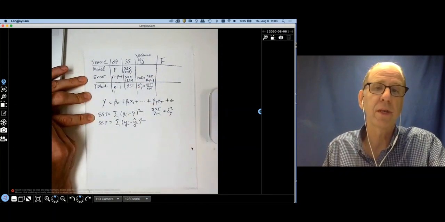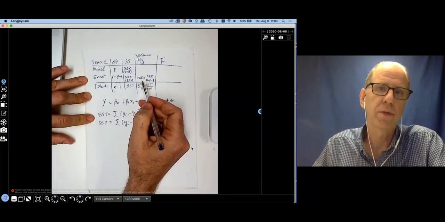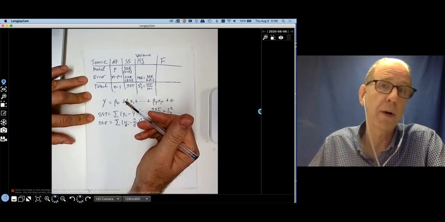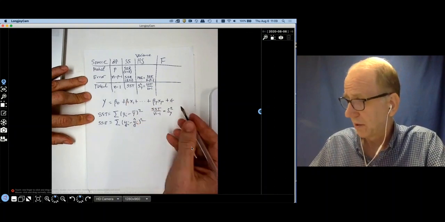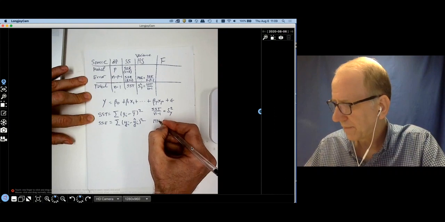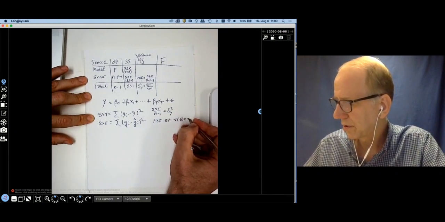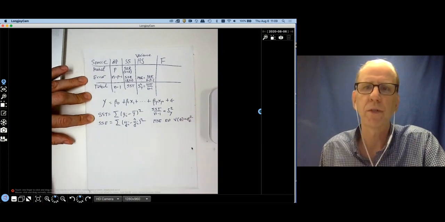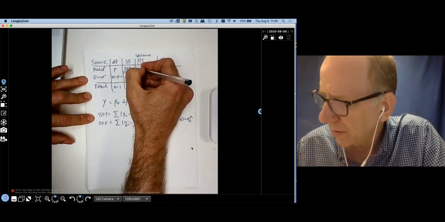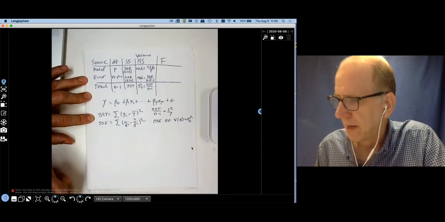And so we think about this as an estimate of the variance of the residuals. So what's the variance of the residuals? Well, the mean squared error is an unbiased estimator of that. So MSE estimates the variance of the errors, which back in regression I call sigma squared sub epsilon. And then the mean squared regression is just SSR over p.